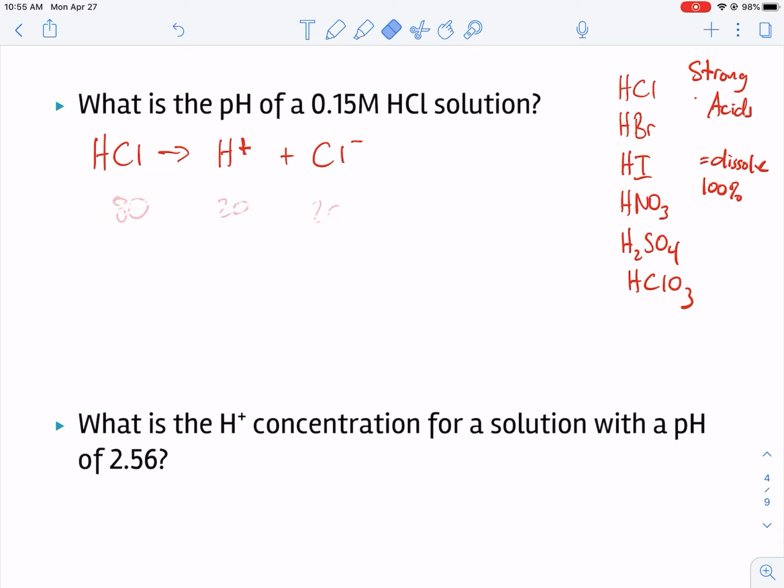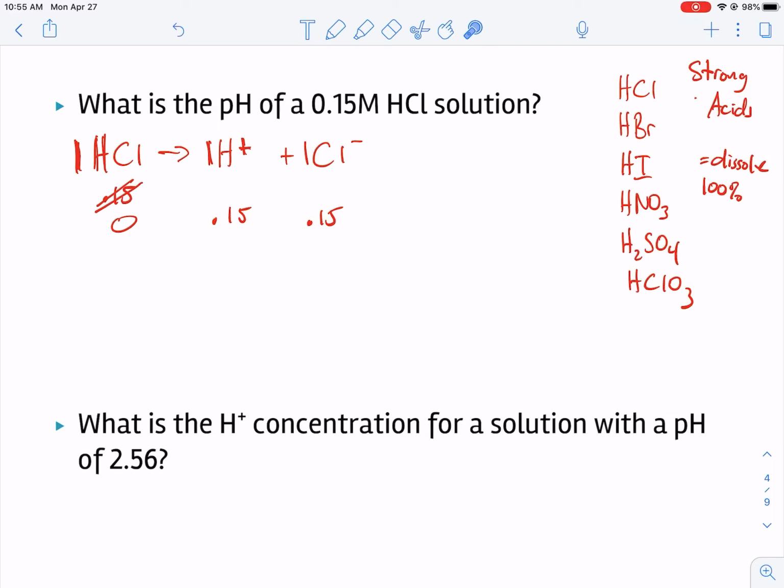So what we're looking at here is a strong acid. So if I started with 0.15 of these, when this dissolves, this is going to basically disappear and go to 0, and so I will have 0.15 and 0.15. I know that this is the same because it's a 1 to 1 to 1 ratio. For every one of these, I get one of these. So if I had 0.15 of the HCl's, then I'm going to end up with 0.15 of the H plus and 0.15 of the Cl minus.